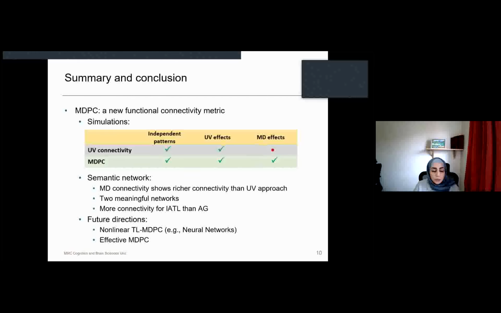And in general, we got more consistent connectivity between left ATL and other semantic regions compared to angular gyrus and semantic regions. As to the future steps, we are going to apply a nonlinear function like neural networks and introduce a nonlinear version of multidimensional pattern connectivity. And probably the next step could be presenting it in a grander style.